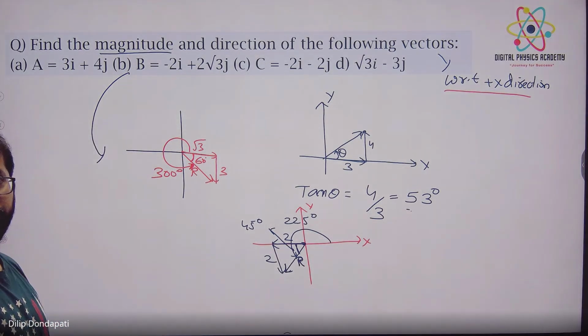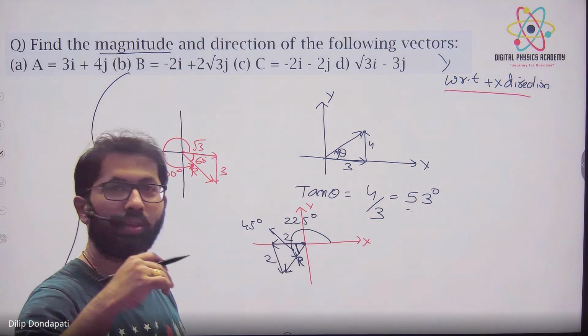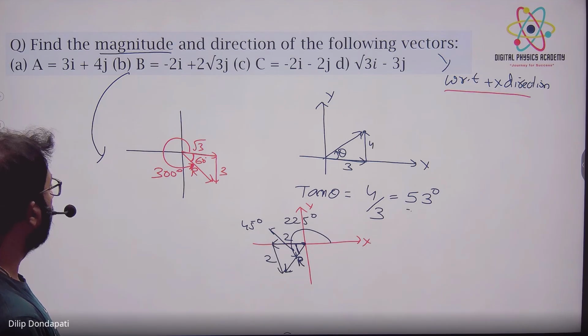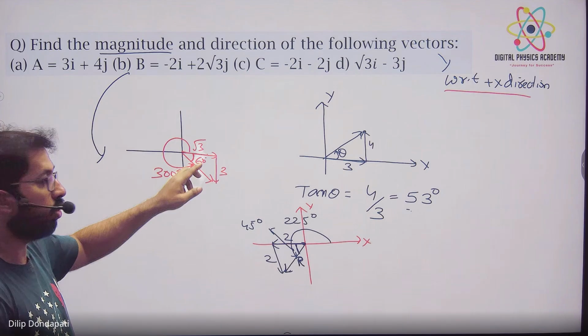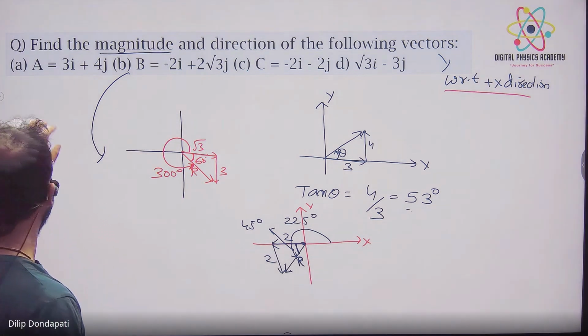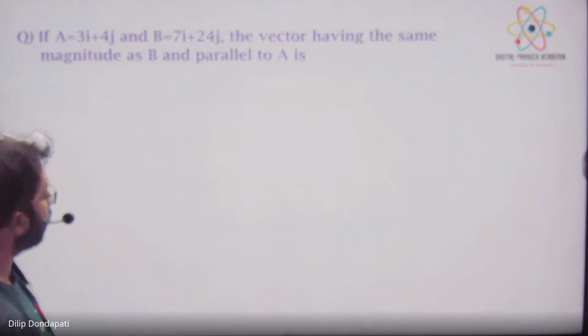Understood? Any doubts, sir? Unmute and speak. Sir, wait, then how will you get 300? But total angle is how much? That's 360. How much do you subtract from it? Oh, yes. Okay, go ahead.